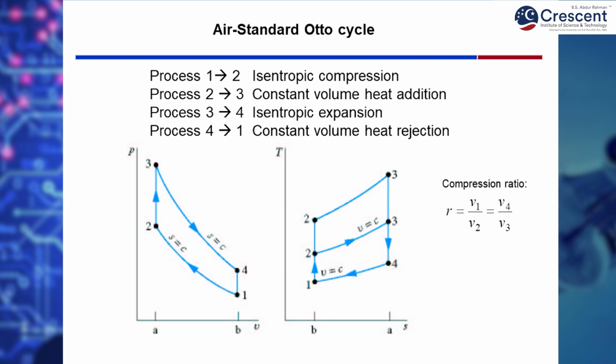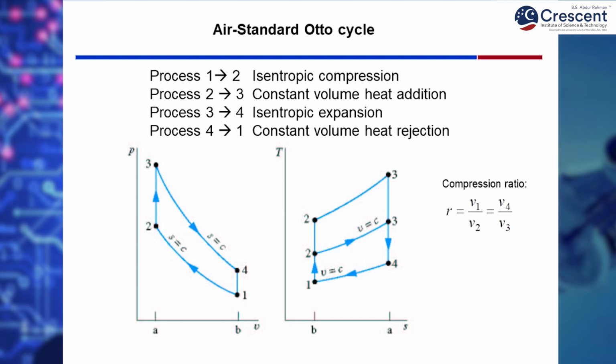On the screen, you have a PV diagram as well as a TS diagram. In the PV diagram, you can see that process 1 to 2 is shown as S equal to constant, which is a reversible adiabatic compression process. Reversible adiabatic, we call it an isentropic process. In process 2 to 3, the volume is constant, where heat addition is happening at constant volume. And 3 to 4 is a process where reversible adiabatic expansion is taking place, where entropy is constant again. And 4 to 1 is a heat rejection process, again happening at constant volume.